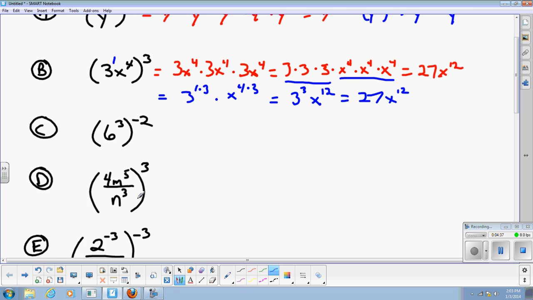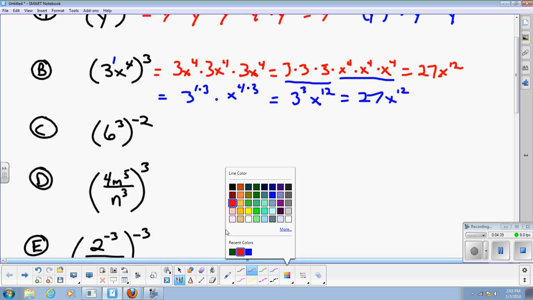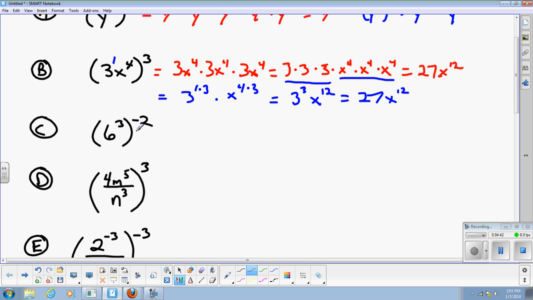C, now I have a negative exponent. A negative exponent tells us not to be multiplying by 6 to the third, but to divide by it. And since that's a negative, I will write this as 1 over 6 to the third power, squared. And then I will write 1 over, and if I use my rule from letter A, I can multiply the exponents here. So then this is 6 to the 6th power.